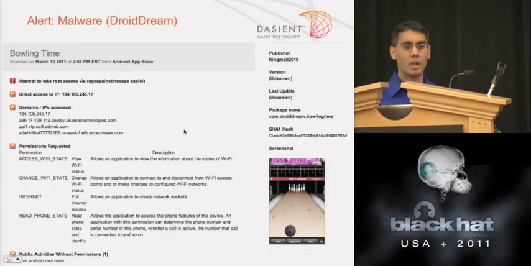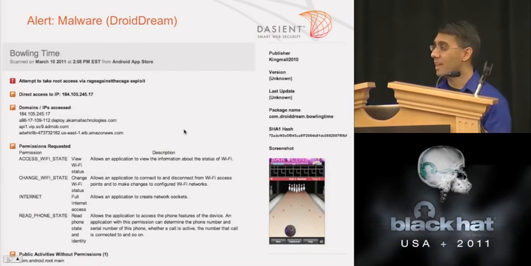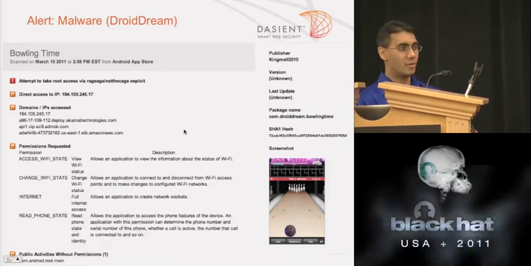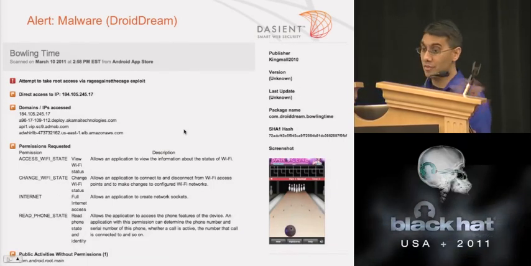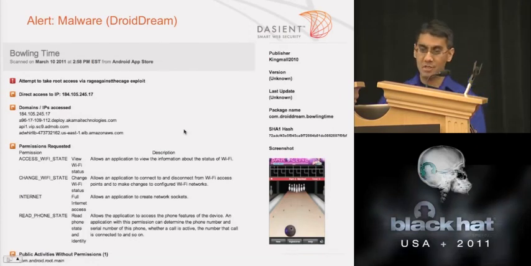If we look at an example of, say, the bowling time application, the bowling time game, which was one of the 50 or so that got infected by Droid Dream, we'll see that it revealed a number of other behavioral signals. One of them was an attempt to take root access via the Rage Against the Cage exploit. A second was direct access to the bot master IP listed there. The game, of course, went on to access its images from Akamai and pull in ads from AdsMob, as well as from AdsWorld, but you get the idea. So in any case, that's a result of the analysis for Droid Dream.